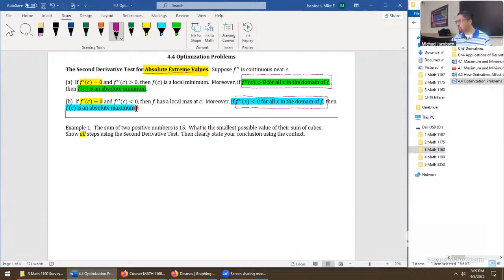Okay, example one is really short, and it's meant to be that way. This is like a warm-up problem in the notes. It says the sum of two positive numbers is 15. What is the smallest possible value of their sum of cubes? Honestly, you really don't need calculus for this one. The answer is take your numbers, 7.5, 7.5, cube them, that's the smallest possible value, and we're just done on that step. But we're going to do the full process on this problem anyways, even though it's a simpler one.